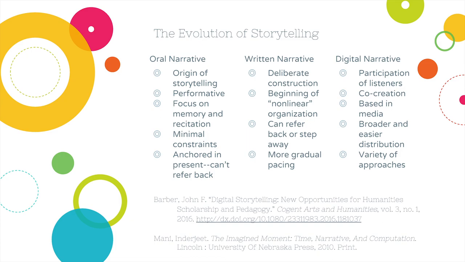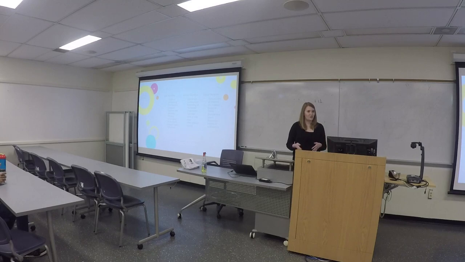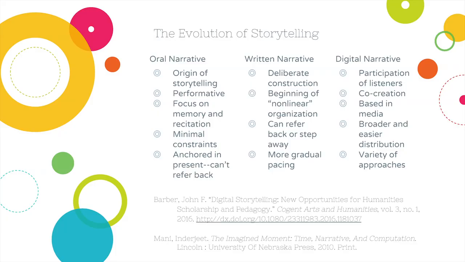And then, of course, we move on to written narrative, where we've got this very deliberate construction. It's where you first start to see more nonlinear storytelling because you can refer back and see what's happened before. If there's a minor character or something, you can step away and come back to it in a way you couldn't before, unless you found the storyteller and were like, hey, can you repeat that one specific part of that story exactly like you did that one time? And then you can also have a more gradual pacing and build up.